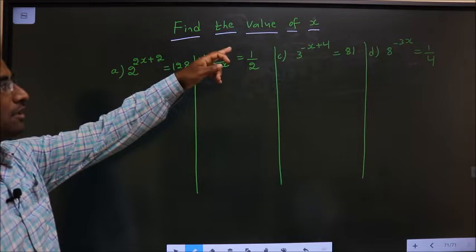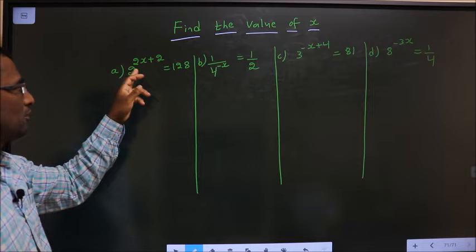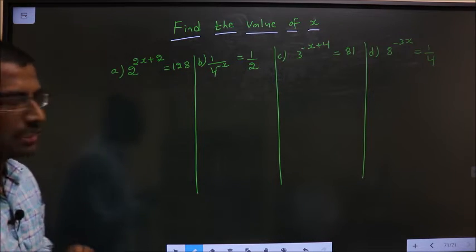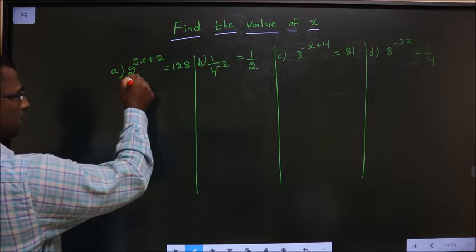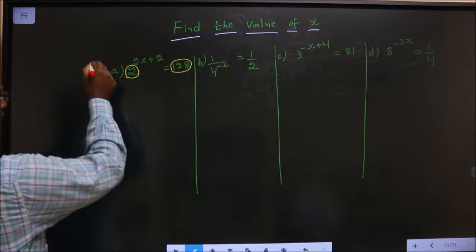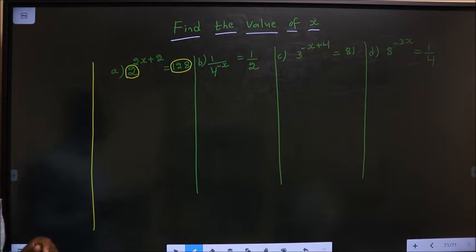Find the value of x. So 2 power 2x plus 2 is equal to 128. Here your observation is, here the base is 2 and here it is 128. So let us rewrite 128 also to the base 2.